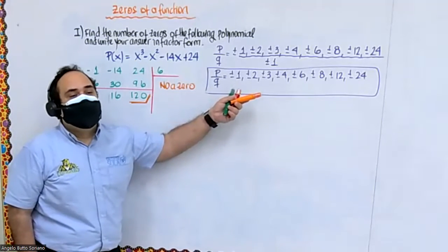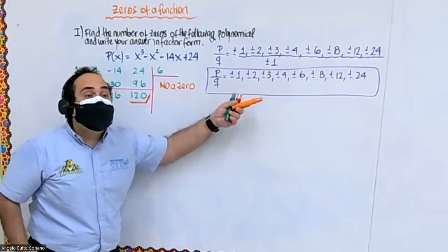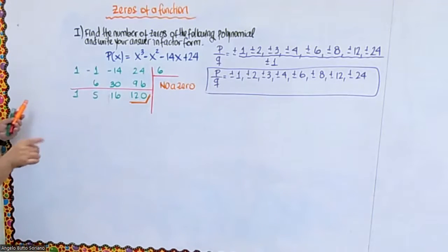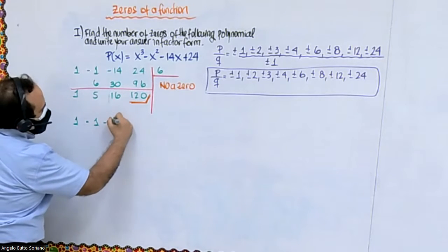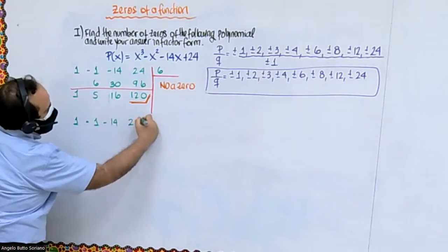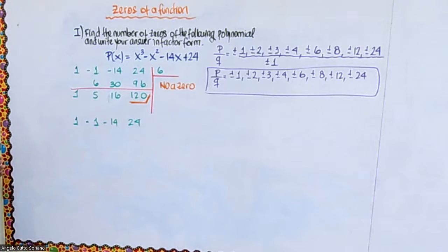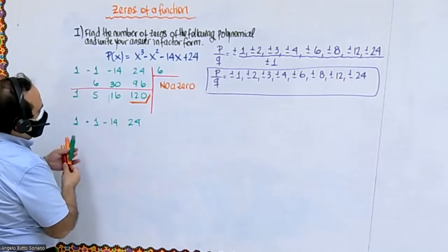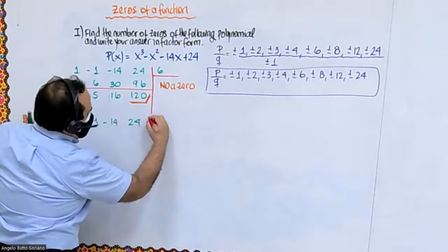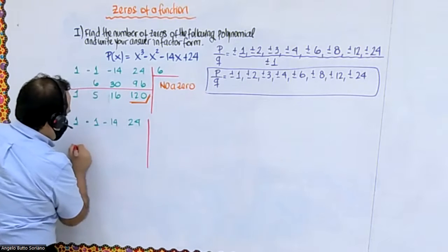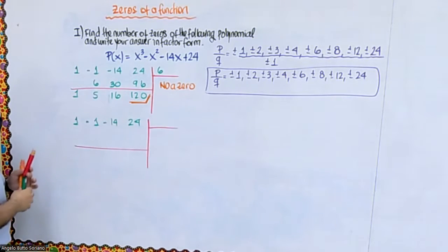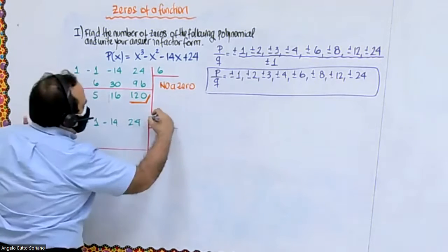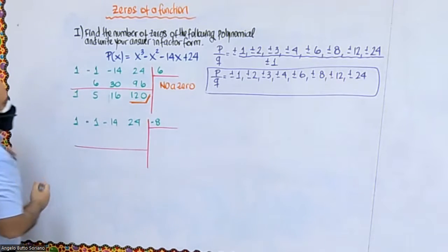Positive or negative? Negative. Okay. The partner says over here, negative 8. Let's see. 1, negative 1, negative 14, 24. Negative 8, right? Let's see what happened.